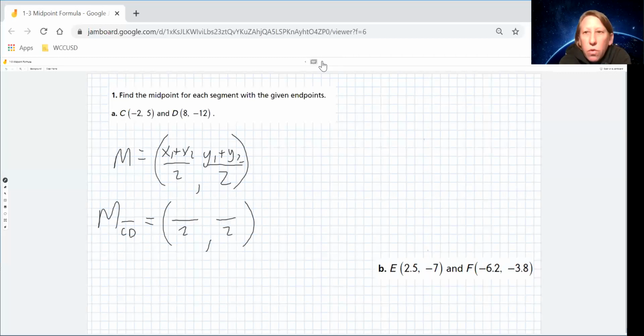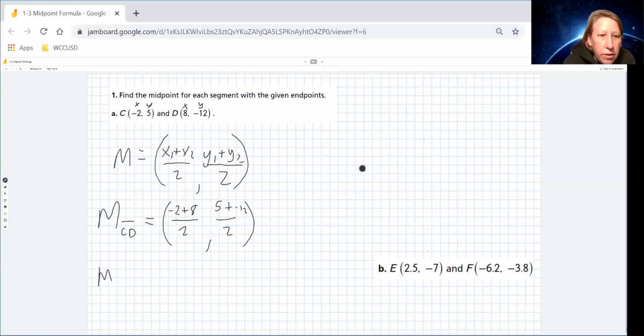So what are the x coordinates for C and D? We got a -2 and an 8. And what are the y coordinates? We have a 5 right here. This is the x and the y. And we have another x and another y, because all points have an x and a y in them. So this is 5 and -12.